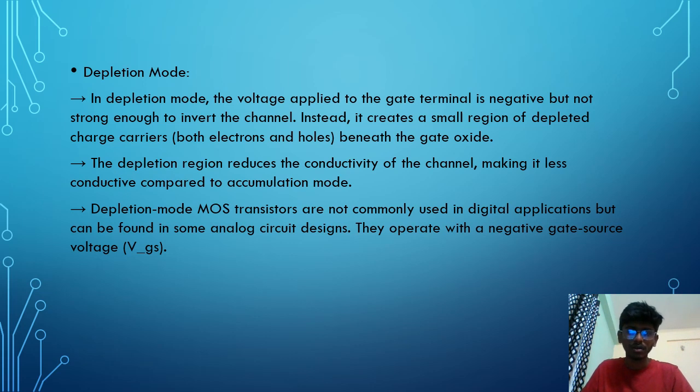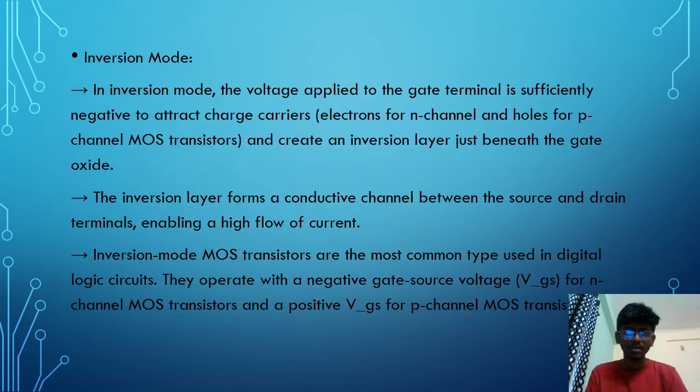Depletion mode metal oxide semiconductor transistors are not commonly used in digital applications but can be found in some analog circuit designs. They operate with a negative gate source voltage, VGS. This is about the depletion mode in the MOS transistors.